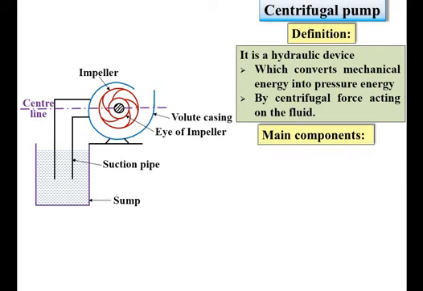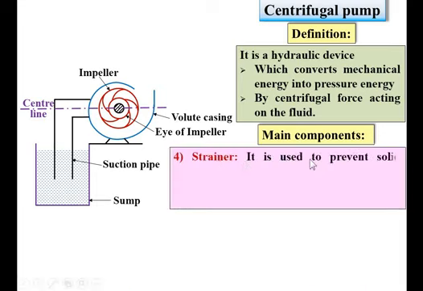Now next component, strainer. It is used to prevent solid particles, debris, etc. into the pump. Strainer is at the lower end of the suction pipe to prevent debris and solid particles from the sump from entering the pump. So I am going to draw the strainer. Give the name.